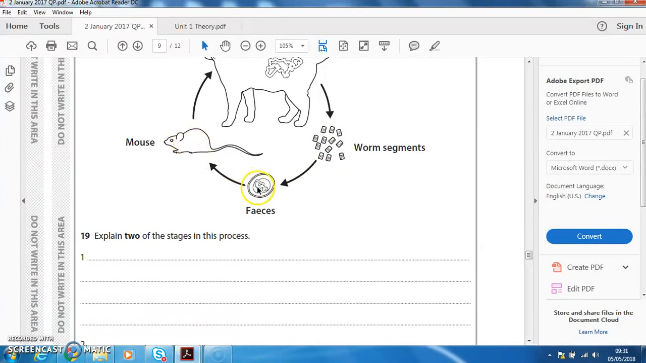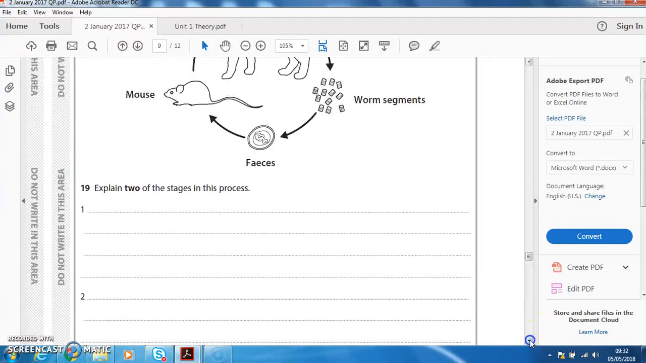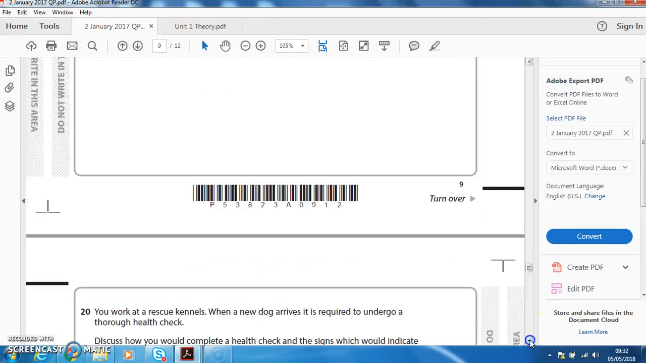The mouse eats the feces, gets worms. The cat eats the mouse and then it gets the worms back. So number 1, the worm segments get into the feces and the eggs hatch into worms. The mouse takes in the feces and gets worms. The mouse is then eaten by the cat and the cat gets the worms back.